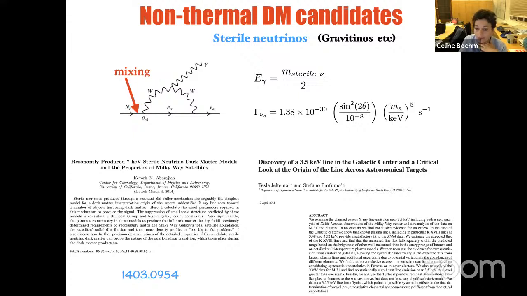Now, that was quite funny because that's why they said the discovery of a 3.5 keV line in the galactic center had a critical look at the origin of line across astronomical targets. They had another paper after where they say it's basically going bananas, in reference to the fact that potassium is in bananas. But essentially, there was a lot of paper looking at that and saying, no, it's probably not due to dark matter. So to be honest, I don't know where we are with this, but I don't think people believe it's a strong evidence for sterile neutrino. I think a lot of people think that the signal probably is more related to astrophysics now. But it's to show you that in principle, dark matter can also be in that range and you can have some interesting signature.